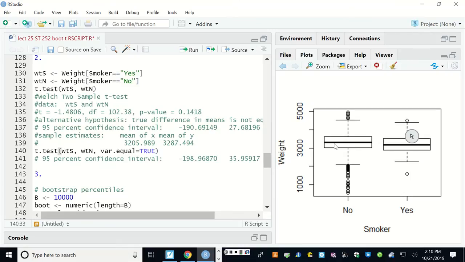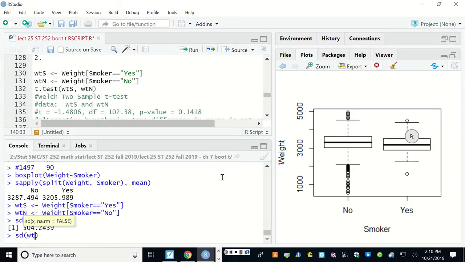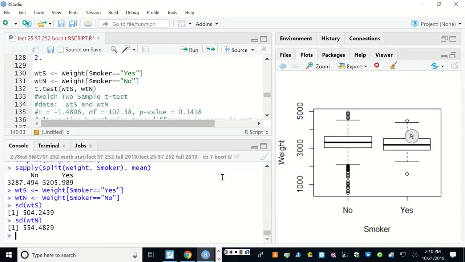Kind of the central core here looks about equal width, so the standard deviations between the groups might not be all that different. We could check, actually. We could do the standard deviation of the weights of the smokers and the standard deviation of the weights of the non-smokers. There's a little bit of difference, but that is not a factor of 2. I think it would be plausible to consider them as equal variances.